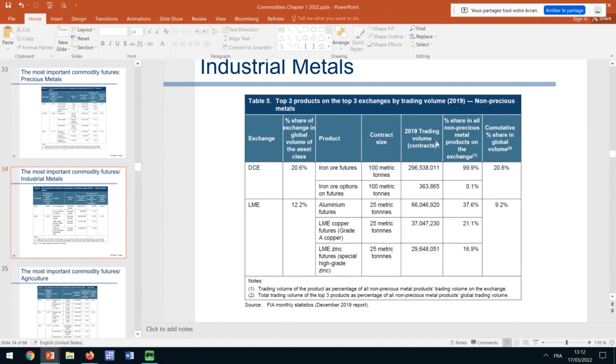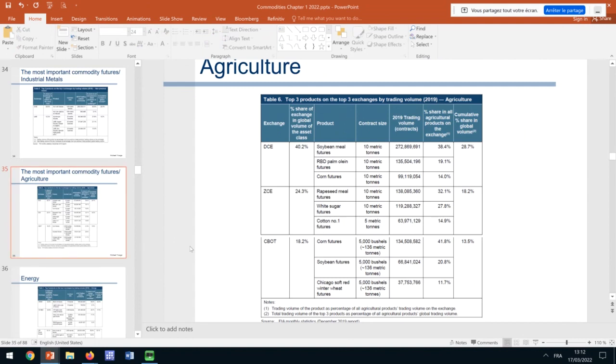This is trading in terms of number of contracts. But this is not really informative because contracts can have very different values. We have seen that these agricultural contracts have values around $20,000 to $50,000, but the precious metal contracts can have quite different values. So here are the agricultural commodities.